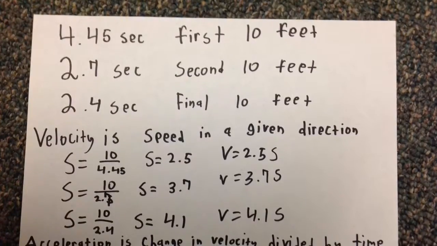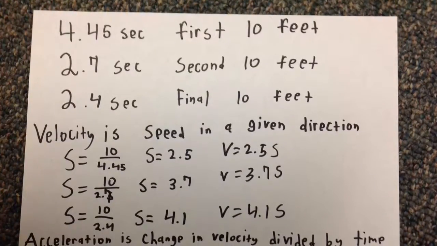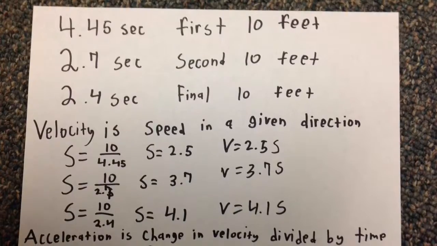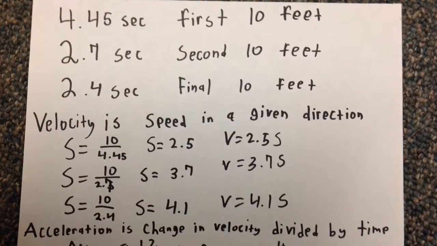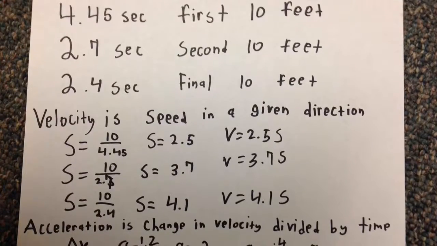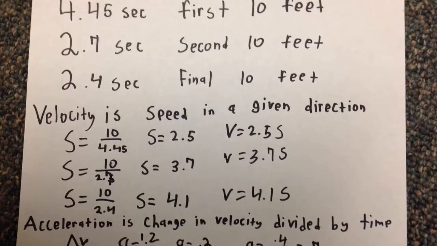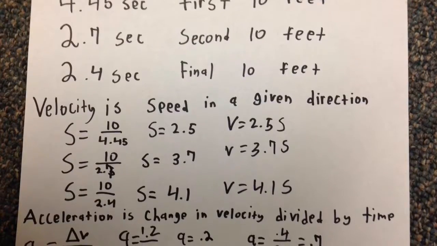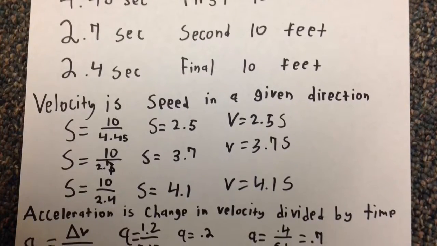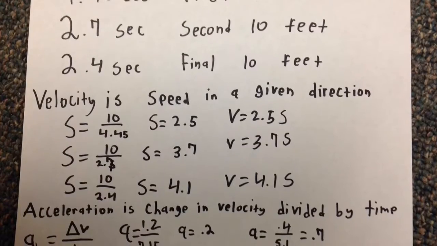0.45 seconds to run his first 10 feet, 2.7 seconds to run his second 10 feet, 2.4 seconds to run his final 10 feet. Velocity is a speed in a given direction, so you take your speed equation, which is distance divided by time, and plug a direction in. So velocity for his first 10 feet is 2.5 feet per second south. For his second 10 feet, 3.7 feet per second south. His final velocity is 4.1 feet per second south.